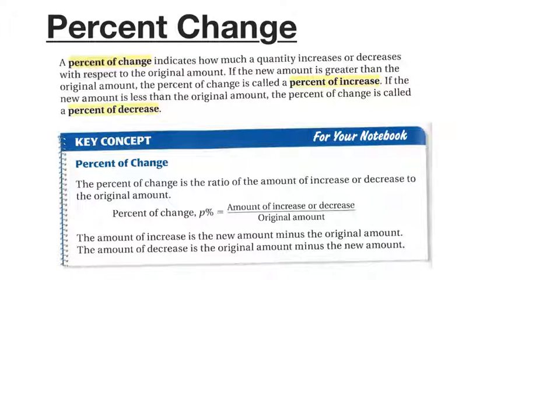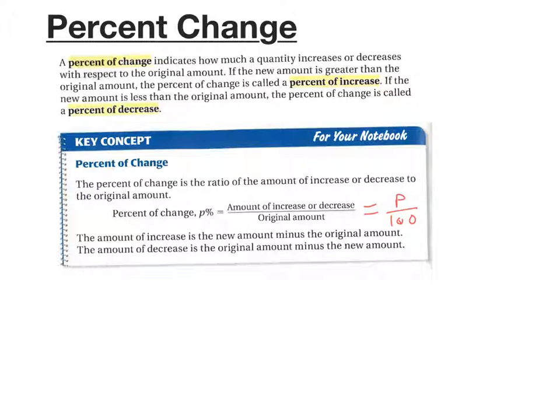To calculate the percent of change, we can write it as a fraction and use our proportion strategy, right? The percent of change is the ratio of the amount of increase or decrease to the original amount. And this ratio is equal to the percent of change over 100. Now, it tells you here how to find the amount of increase or the amount of decrease. I always like to do them the same way.